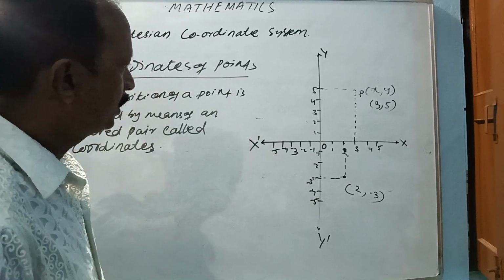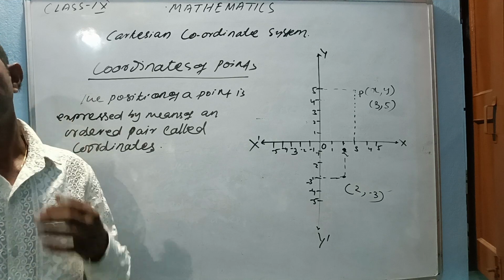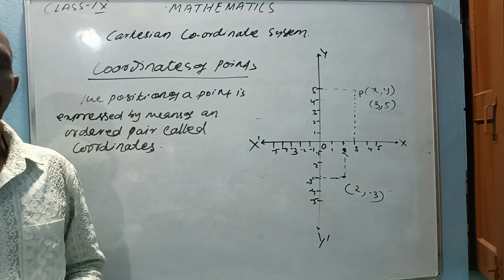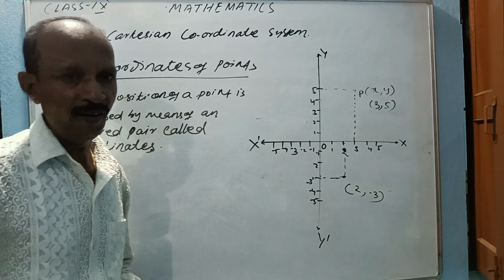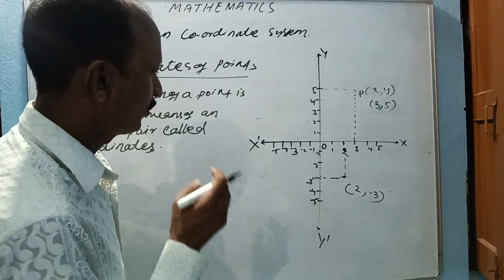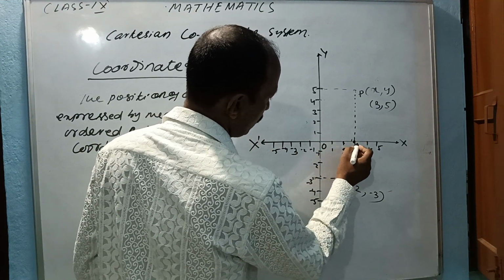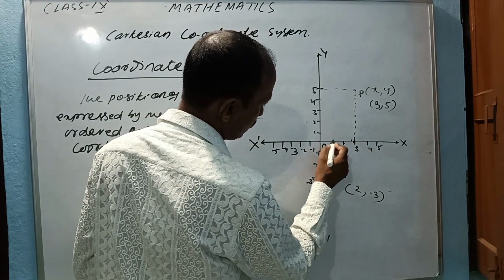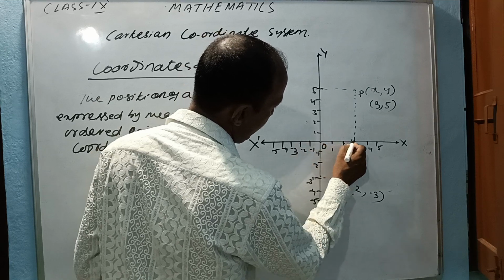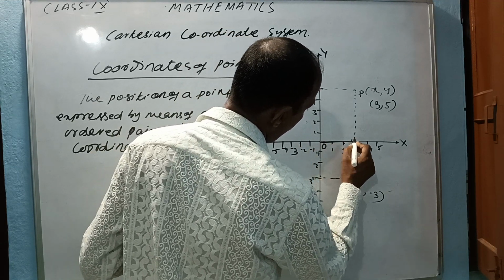Okay, I hope that you might have understood how to describe the position of a point with the help of ordered pair. So in this case, a point on the x-axis. See here, this is the point on the x-axis. Its distance from y-axis, perpendicular distance, this is the x coordinate.